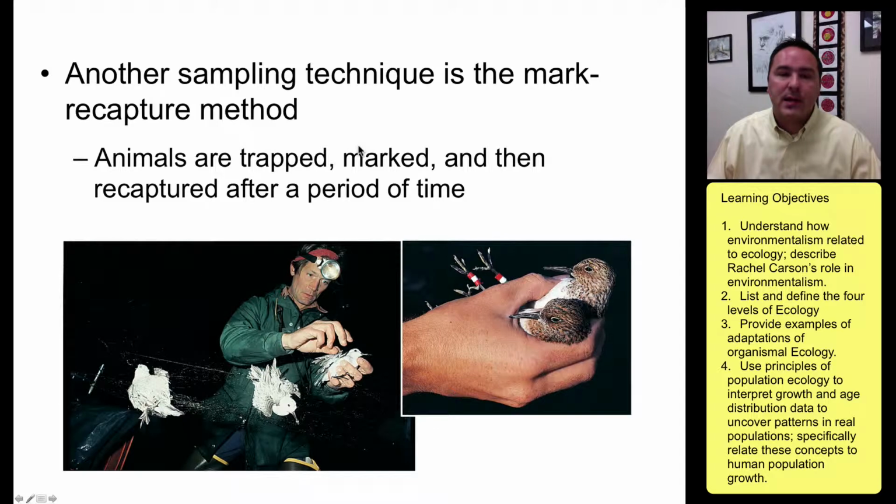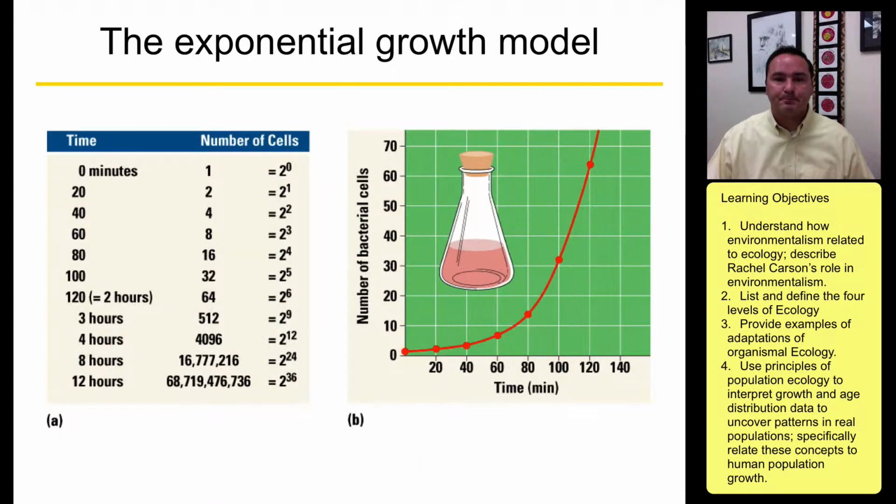We also use sampling techniques, for example a mark and recapture method, where you trap animals, with a certain effort given to trapping and marking, then you release them, and then you go back and do another effort to recapture. Based on the number of recaptured individuals, you plug all of those numbers into a formula and you can come up with the population size.